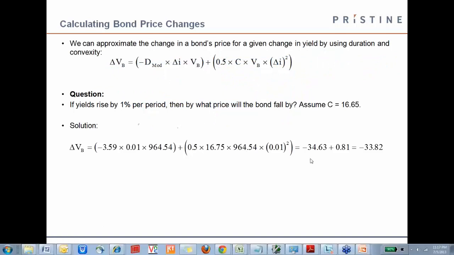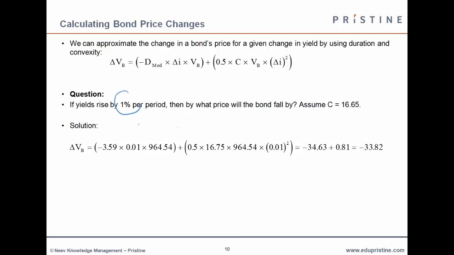Okay, so let's take the example where we will consider convexity. Here the change in the yield is quite large. 1% is quite a large change, unlike the 10 basis points in the earlier example. Here it is 1%. So the question is, by what price will the bond fall? Because the yield has gone up, the bond price should fall.